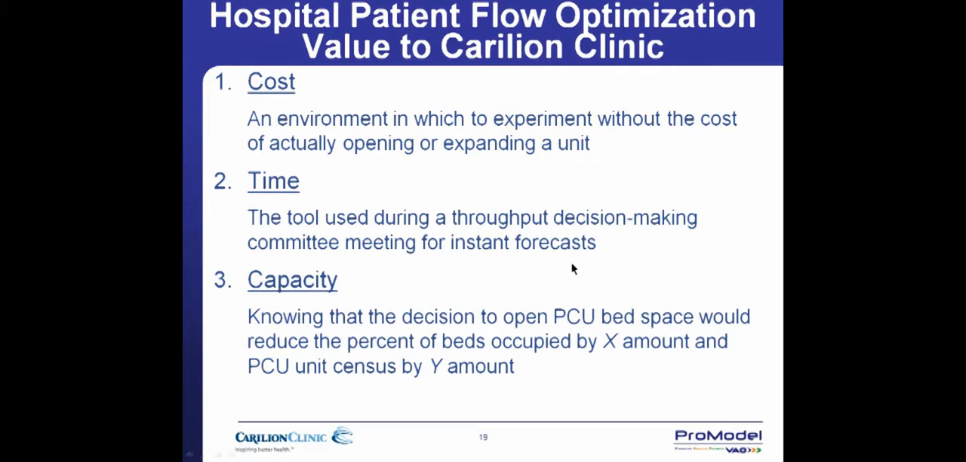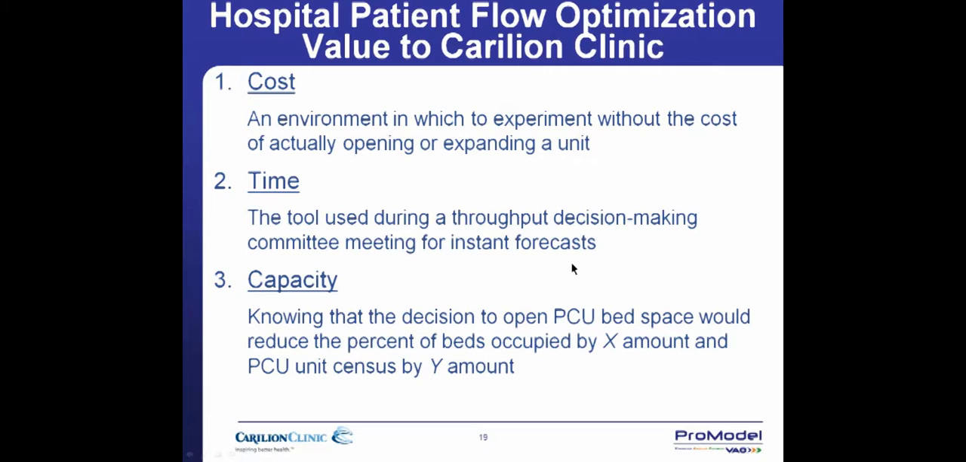So bottom line, the value we found was in the form of cost, time, and capacity. In regards to cost, we did find this was an environment in which we could experiment without the cost of actually opening or expanding a unit. And as Dr. Kolker pointed out, we can experiment with the system behavior without experimenting with the actual system. So, for example, opening up a new PCU would be a major commitment of resources, such as staff and equipment, but we can do that virtually, and we can do it at no cost.